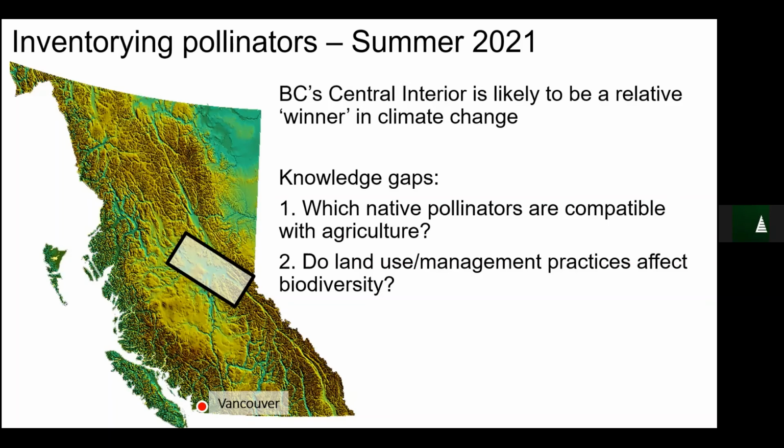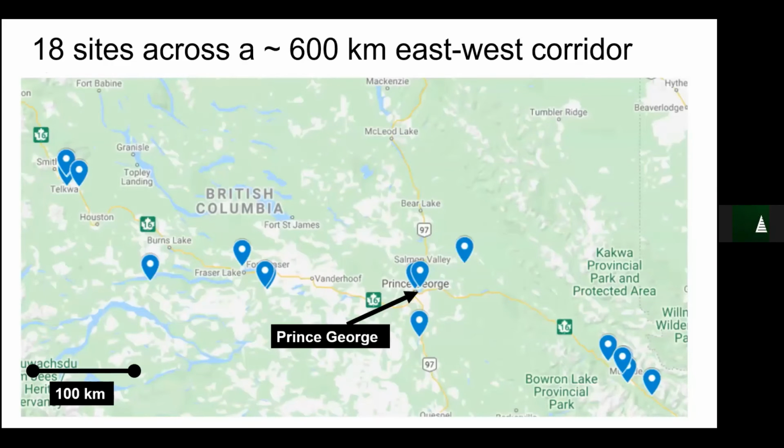And so with those as the two knowledge gaps, we went out and we managed to hook 18 sites into the project. We had some wonderful landowners who were so accommodating about letting some random person show up and put little bowls full of soapy dish soap all over their property. We went out and we sampled at 18 sites across a 600-kilometer east-west corridor.